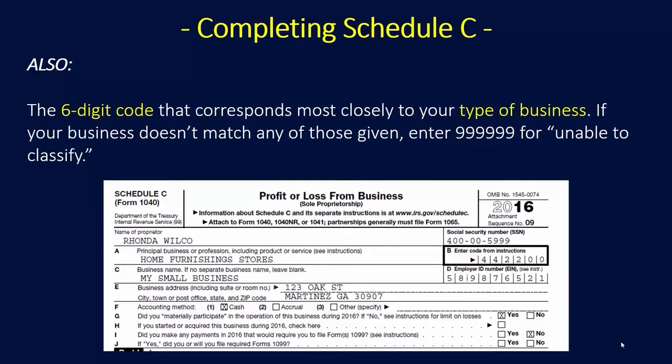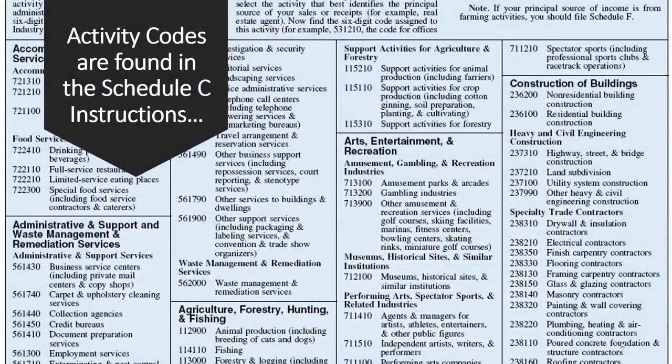Also, the 6-digit code that corresponds most closely to the type of business. If the business doesn't match any of those given in the publications, then we would simply enter 6 nines for unable to classify. Activity codes are found in the Schedule C instructions. These 6-digit codes are listed in the Schedule C instructions found on irs.gov.